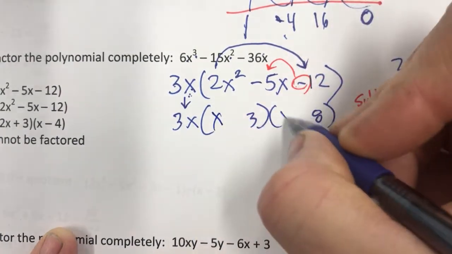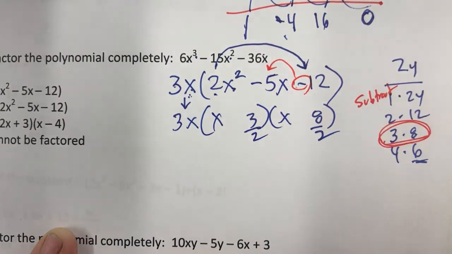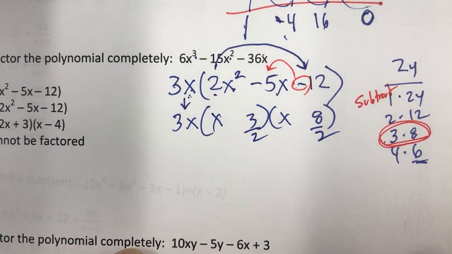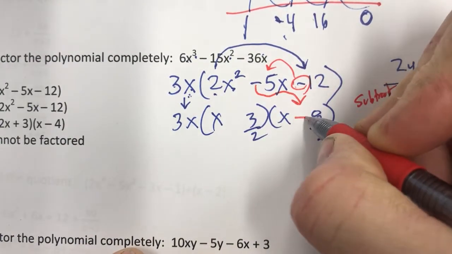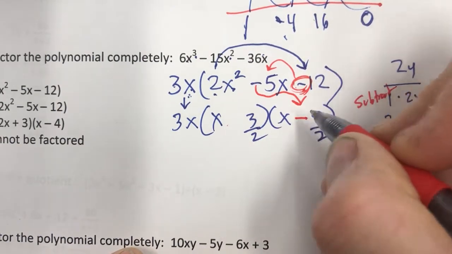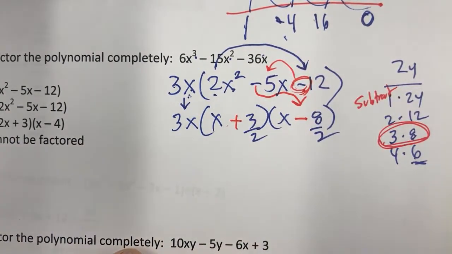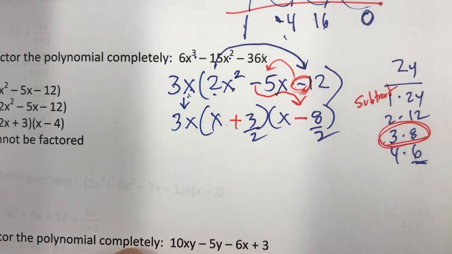Okay, and x times x is x squared. But because of that 2 in front, I got to divide both of these by 2. And this sign right here goes to the bigger one. And the last sign tells me since it's negative, I have to have a positive and a negative. I already got a negative, so that must be a positive. All right, so there's what I get when I factor it, but I can't have the fractions in there.